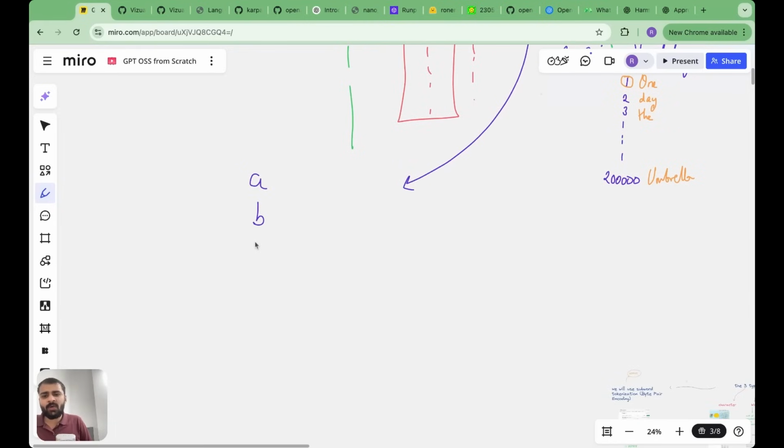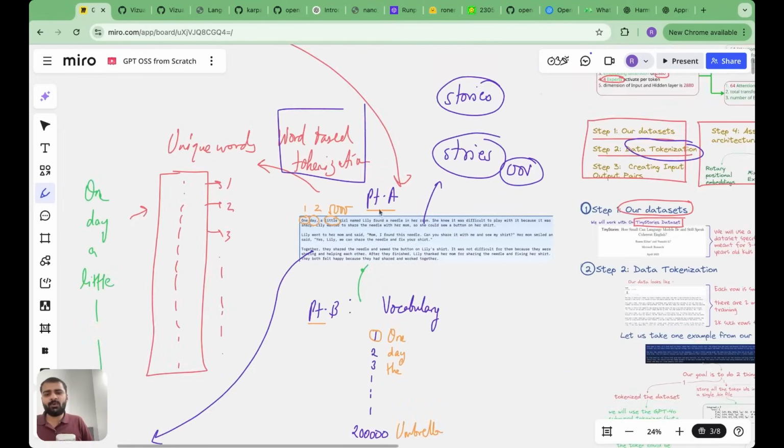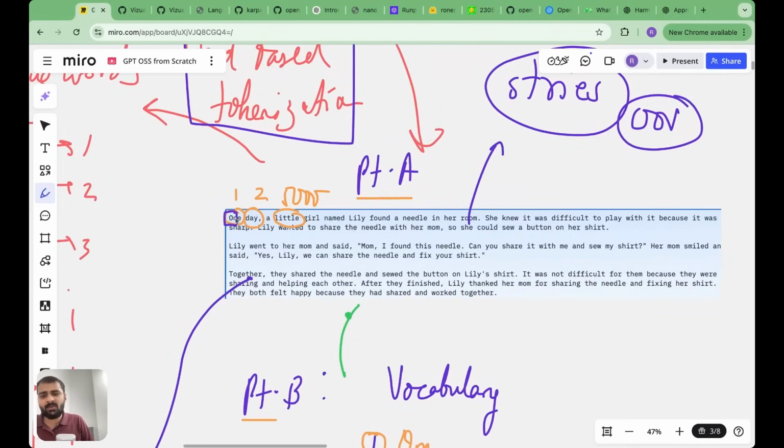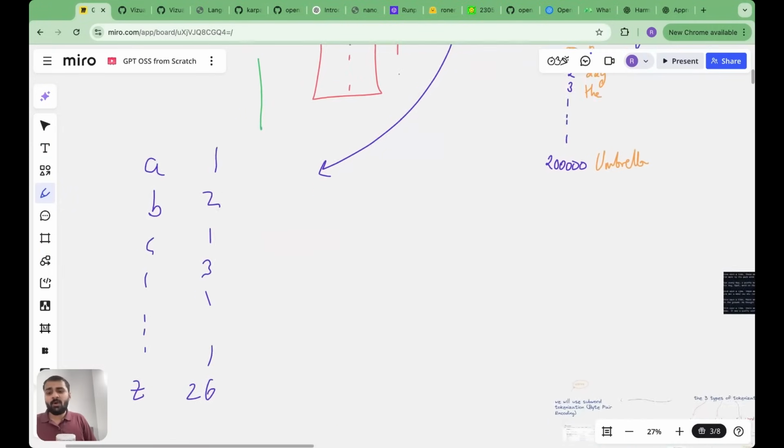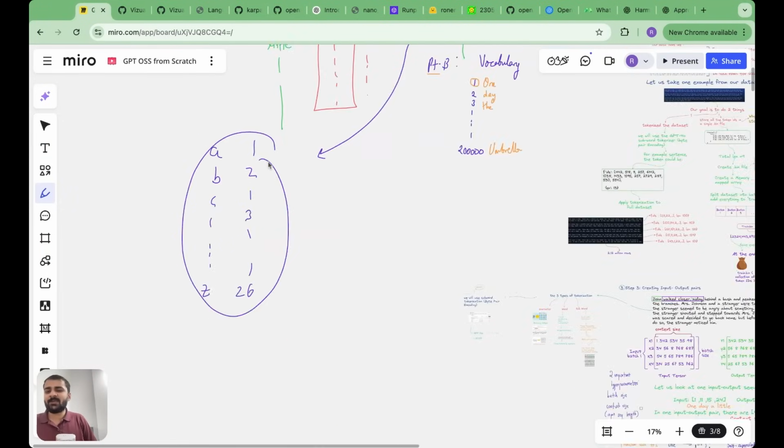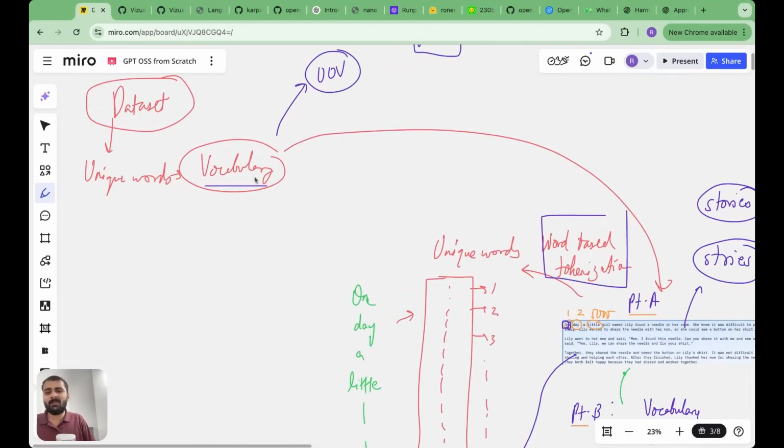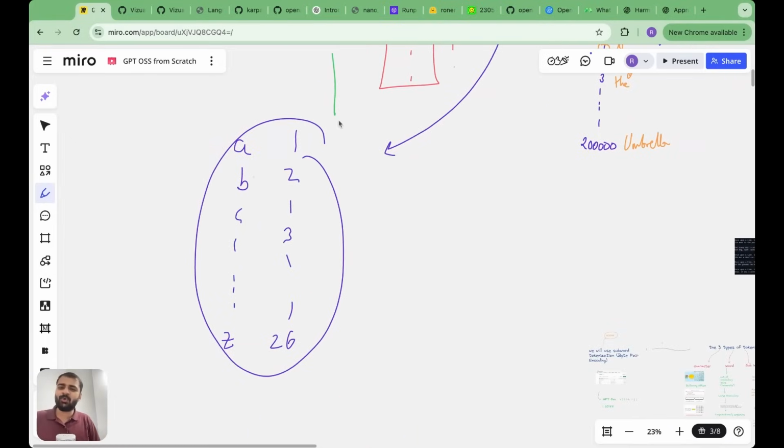You just maintain a vocabulary of 26 characters and assign 1, 2, 3, up to 26. And then simply you break your text into characters and assign numbers to characters accordingly. That is still tokenization. And the vocabulary size here is 26. So it really solves my issue of the vocabulary size being too large in word-based tokenization. So, what's the issue over here?